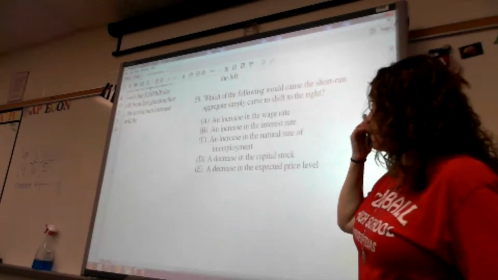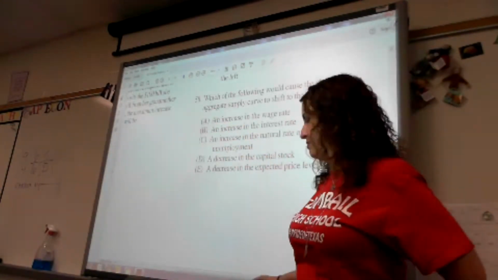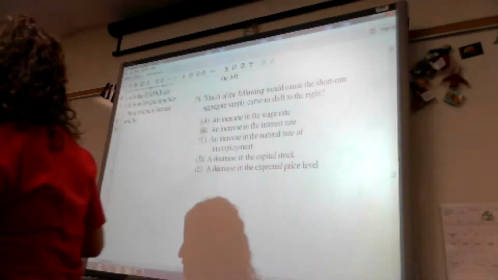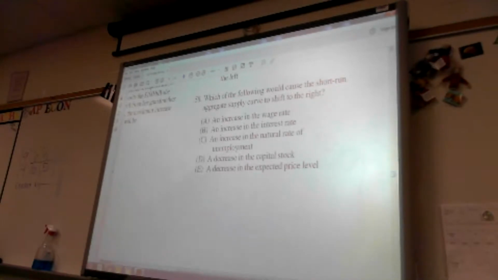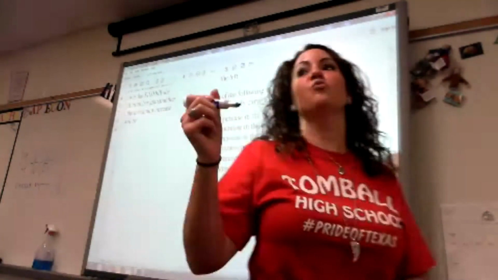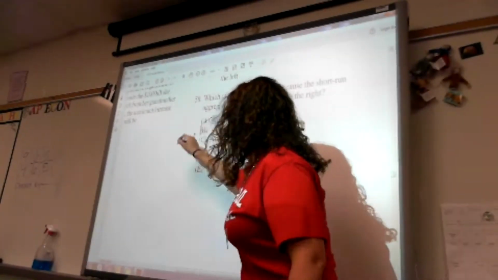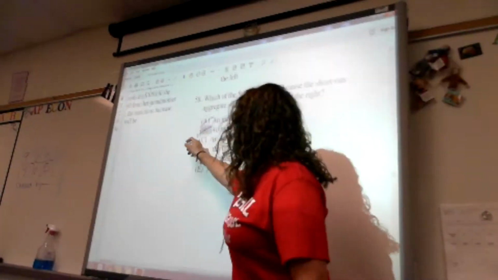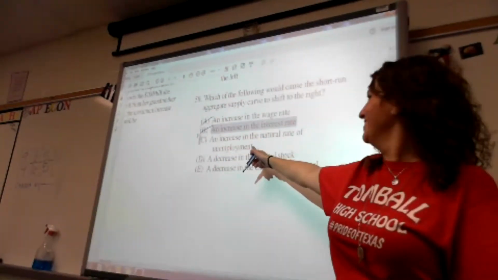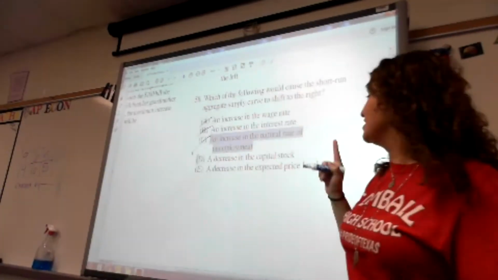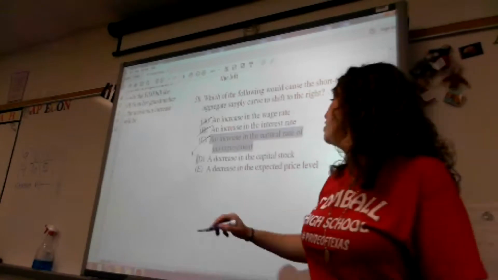No. Okay. So there's an increase in wage rate. Expectations, 19. No, I know, but like, does an increase in wages increase aggregate supply? No. Does it increase the interest rate? No. Does it decrease capital stock? No. No.